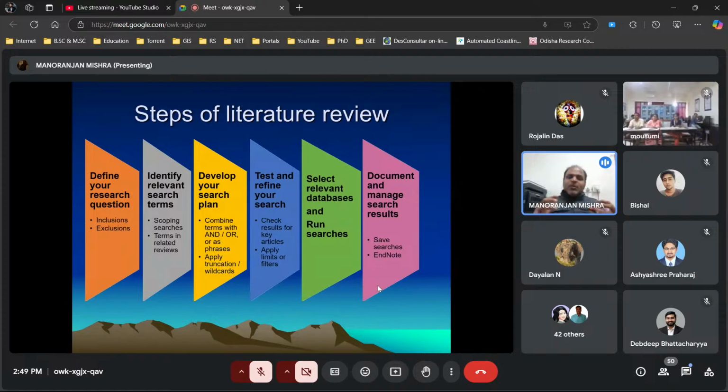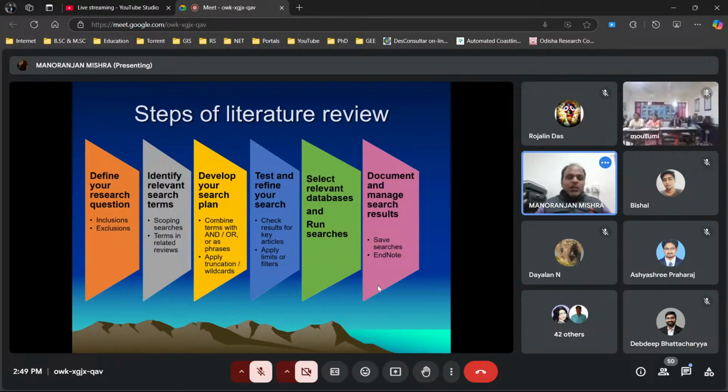But if you are using very generalized terms, or something very broad in nature, you get more records, and then it becomes difficult. It may take two to three months just to filter your records, if you are working with bibliometric data analysis for articles found all over the world. So identify relevant search terms, scoping search terms, in related reviews.